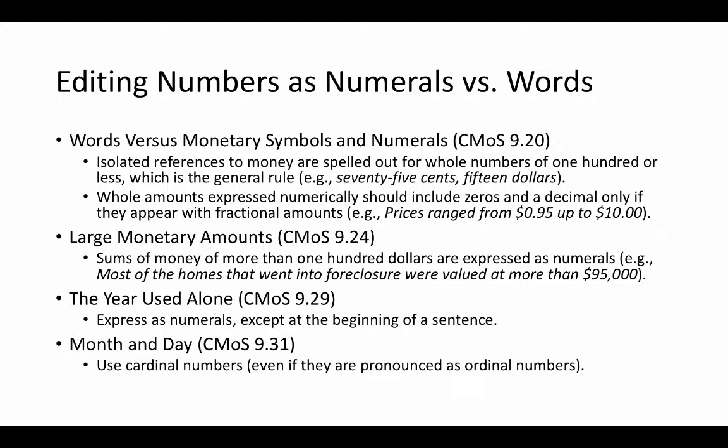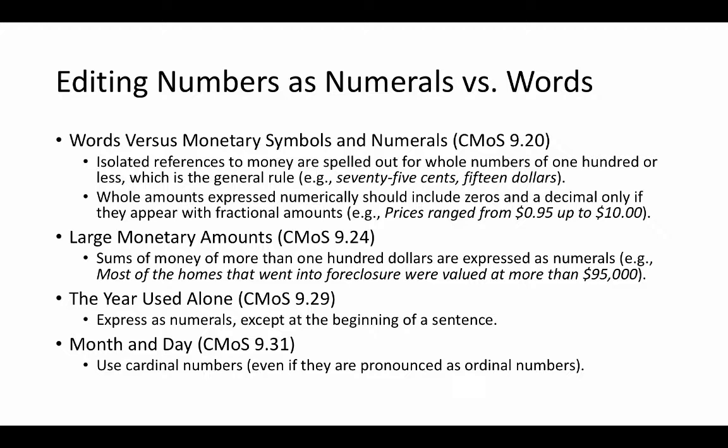For large monetary amounts of more than $100, they're expressed as numerals. So most homes that went into foreclosure were valued at more than $95,000. So it's a big number. We're going to just use the numeral. The year used alone is expressed as a numeral. So 1935, you don't need to spell it out, except at the beginning of a sentence. So if 1935 is the year that whatever, you might want to just say in 1935 and then state whatever you need to state.